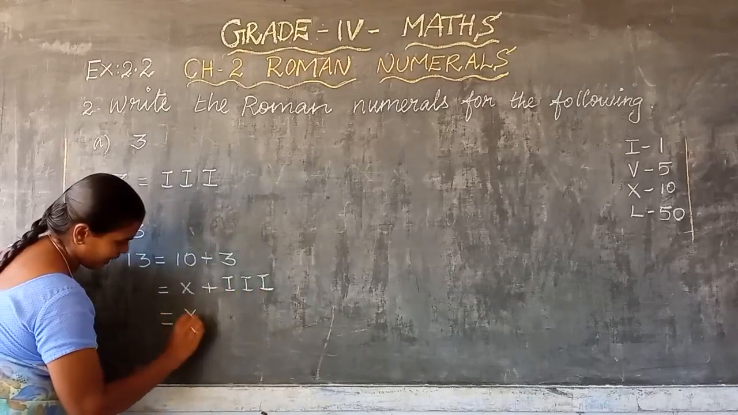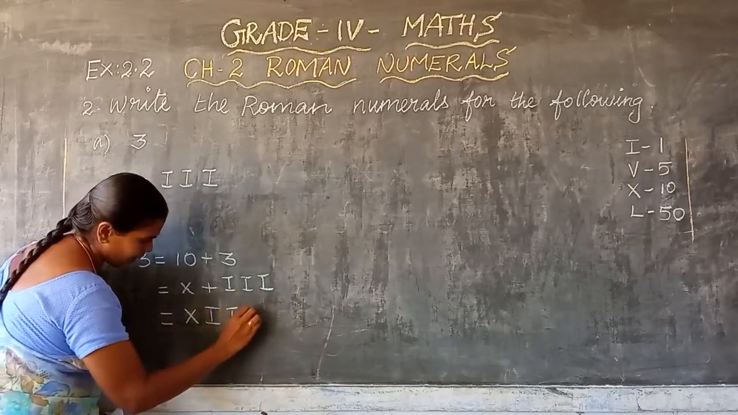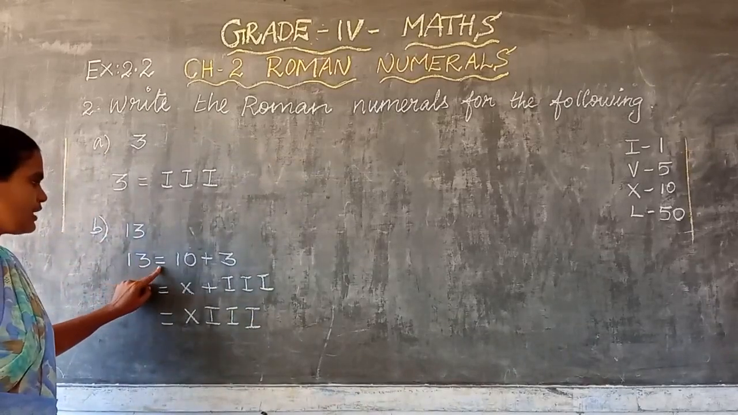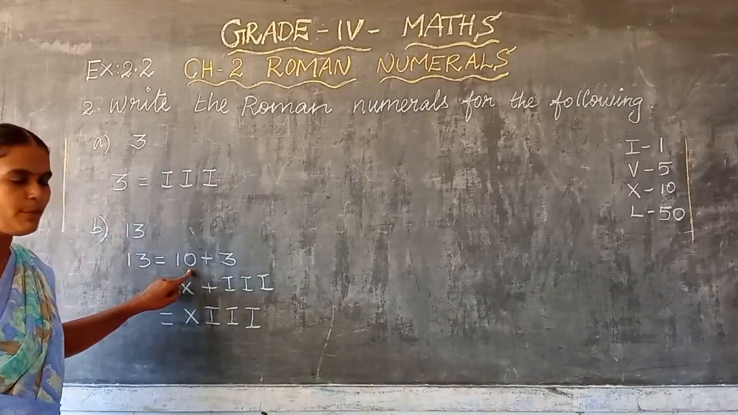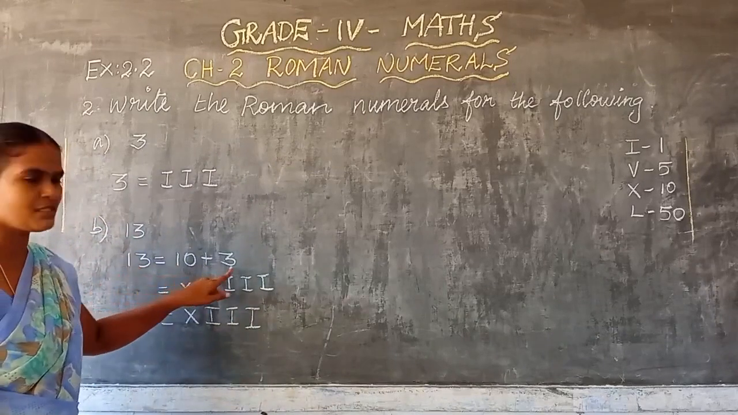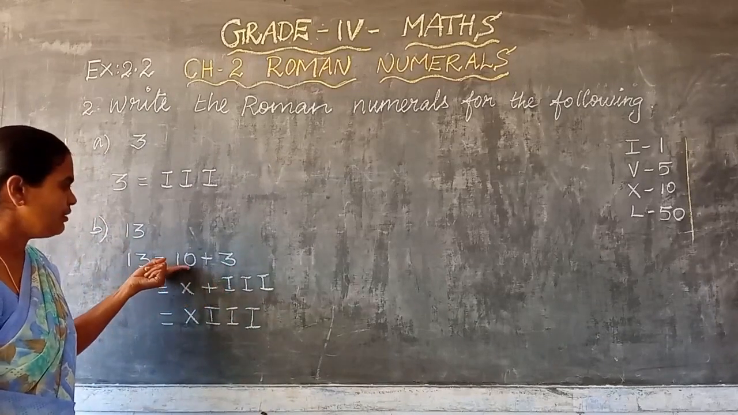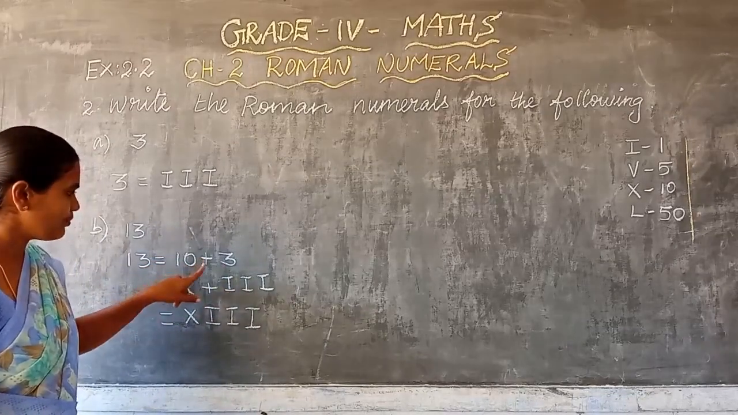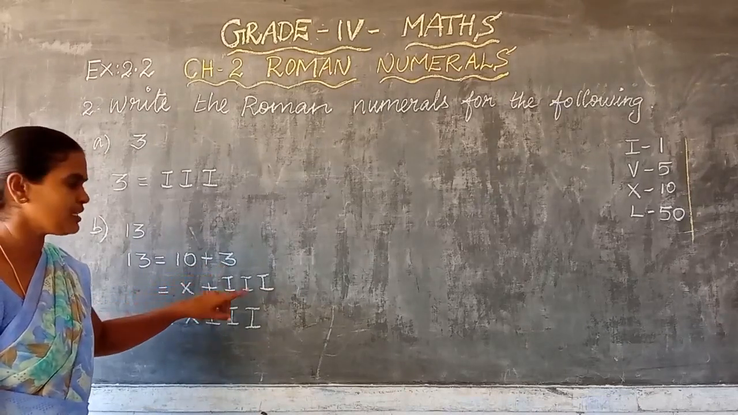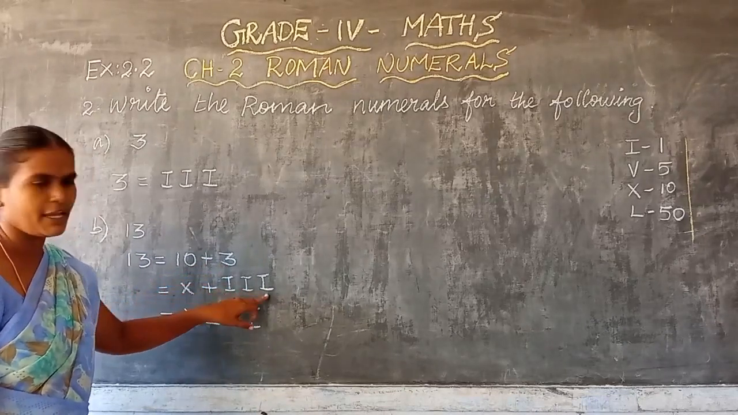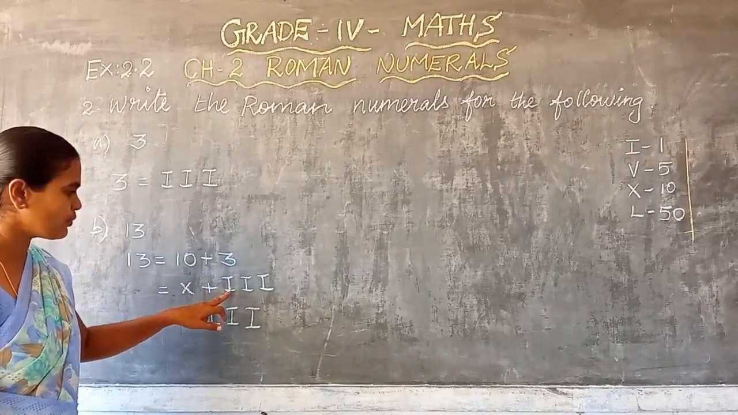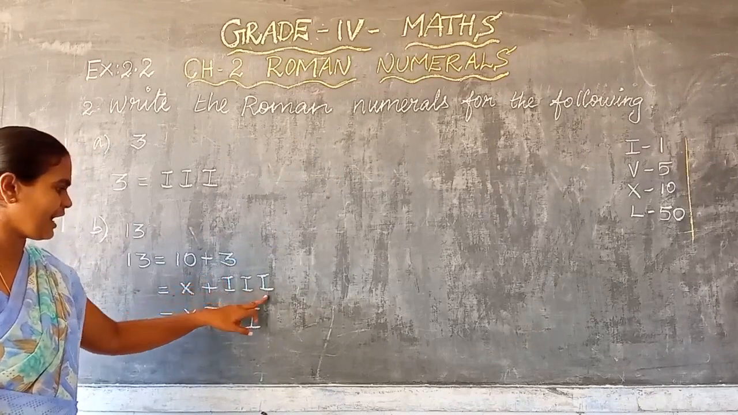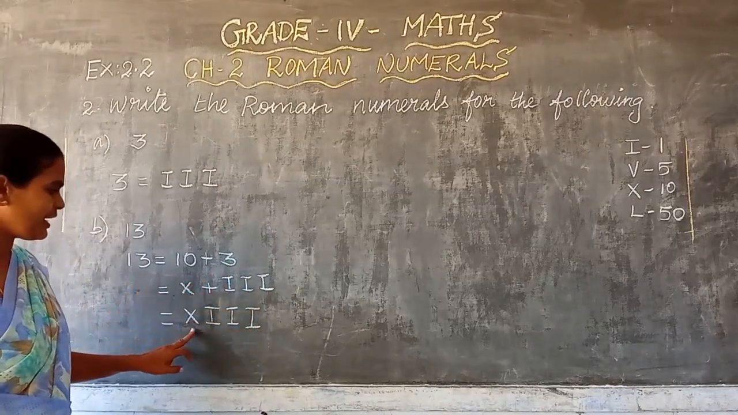Now XIII. 13. So first 13 equal to, write that expanded form. 13 means 10 plus 3. We know very well value of 10. What is the Roman numeral? X. X plus 3 means I repeated 3 times. So I value 1. 1 plus 1, 2. 2 plus 1, 3. So 13 means XIII.